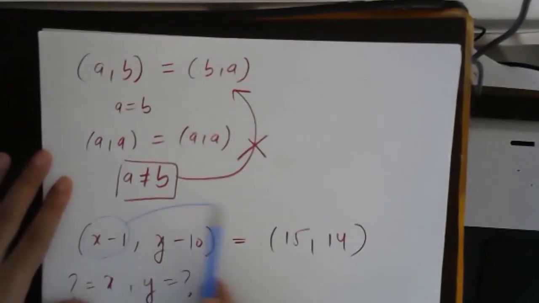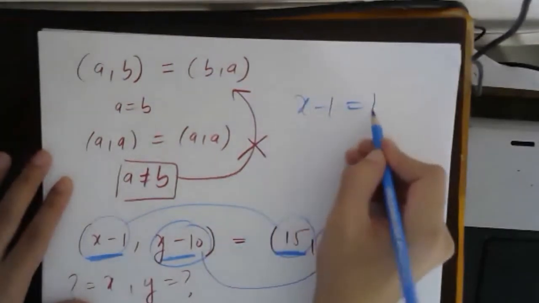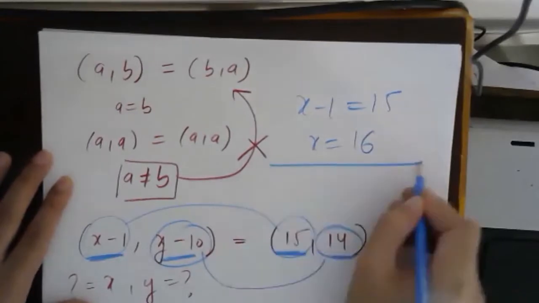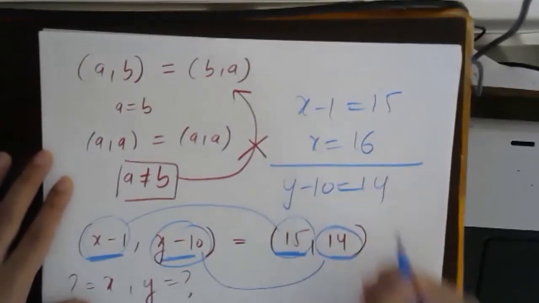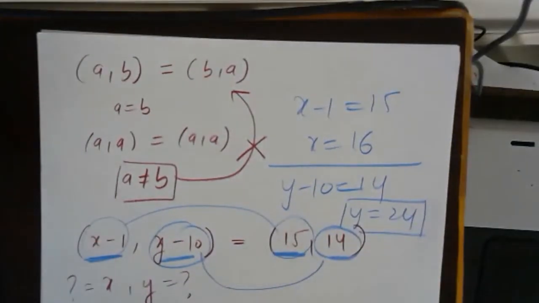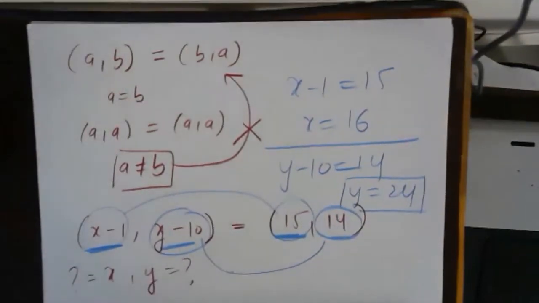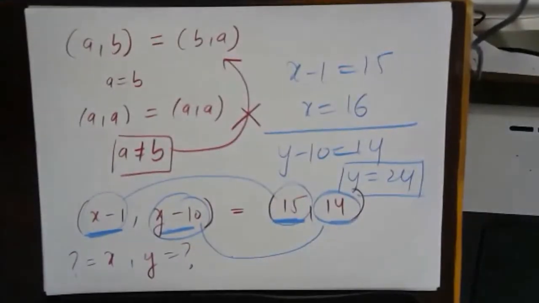So x minus 1 is 15. If they are equal, then the first part should be equal to 15 and the second part should be equal to 14. So x minus 1 is equal to 15, this will give x equals 16, and y minus 10 is equal to 14, that means y equals 24. Right, very good. So that means you have understood this part. Everybody has understood what sir is trying to say when he's talking about ordered pairs. I hope everybody has understood and you are giving the correct answer.